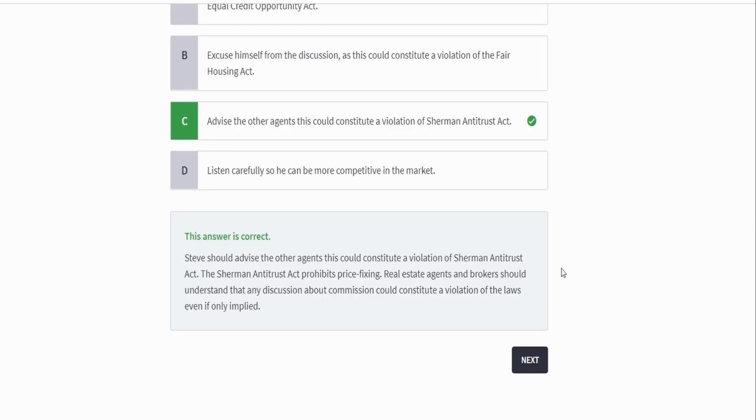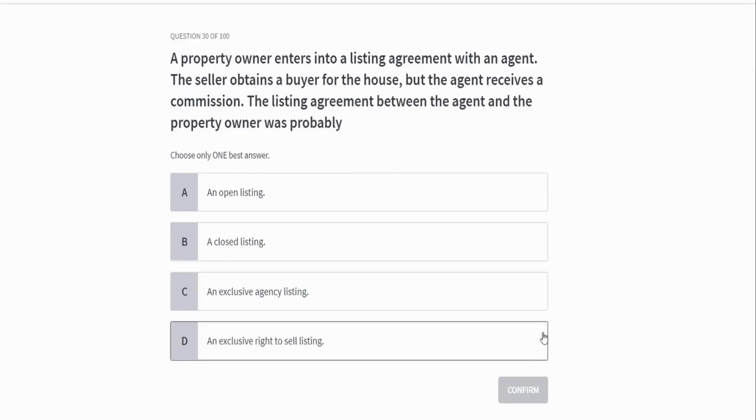And simple as that. But yeah, just a little footnote: real estate agents and brokers should understand that any discussion about commission could constitute a violation of the laws, even if only implied. So just remember that when you guys are out there working.